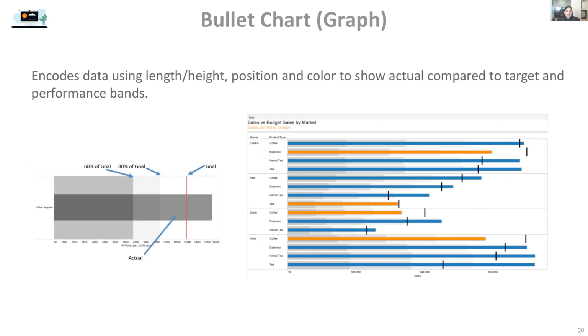Bullet charts have many applications in financial analysis. They provide 2 types of context compared to standard bar charts. The first context is the target value, and the second type of context that they provide is the performance bands, which are excellent for comparison against similar data. Let's say comparisons against last year's data.